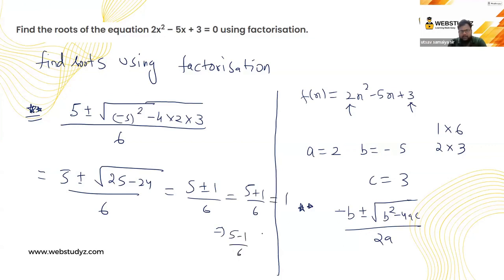So this is going to be 1 and this is going to be 5 minus 1, 4 by 6, 2 by 3. So these are the roots. That means we can write it as f(x) equal to x minus 1 into x minus 2 by 3.